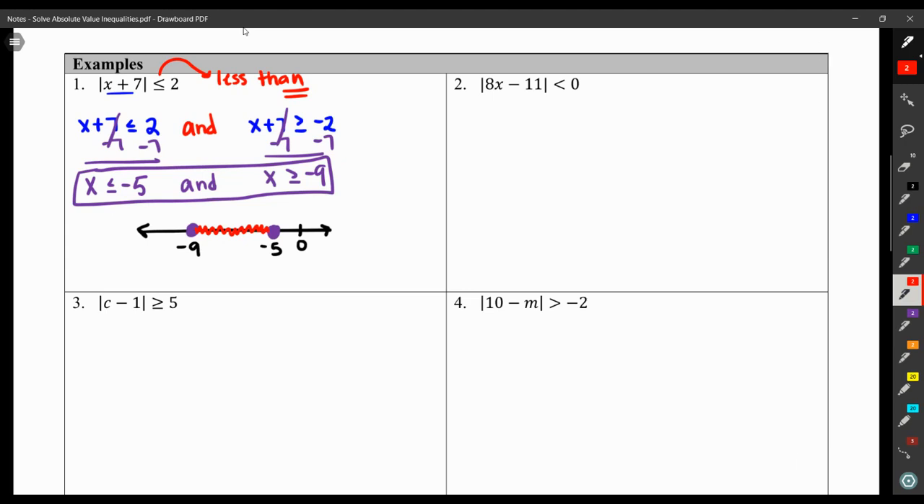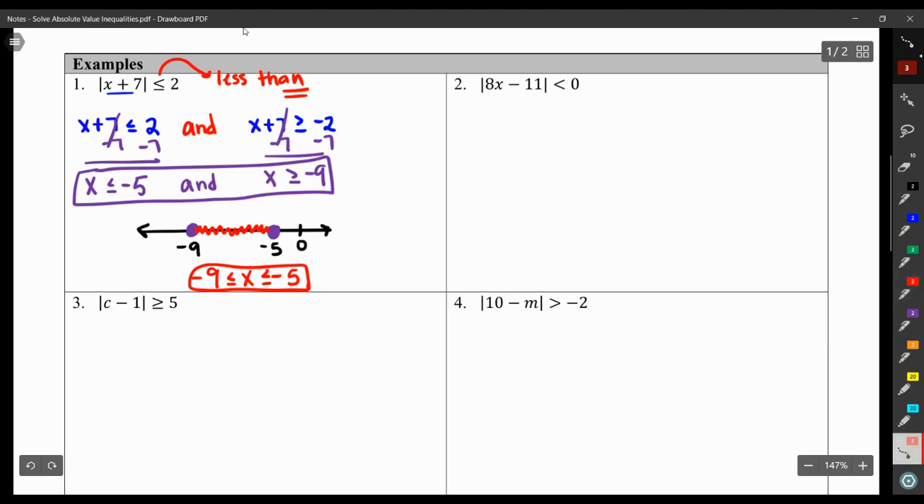Okay, so when I write this in the condensed version, we're going to have negative 9 less than or equal to x in the middle, less than or equal to negative 5. Both are acceptable answers. You can either write it as two separate inequalities separated by the word "and", or all in one like this. Now let's look at number 2.